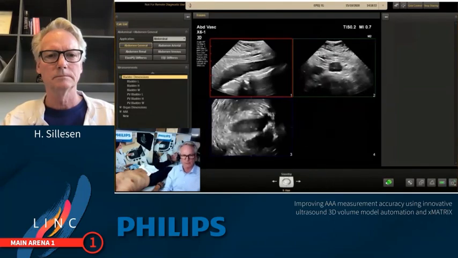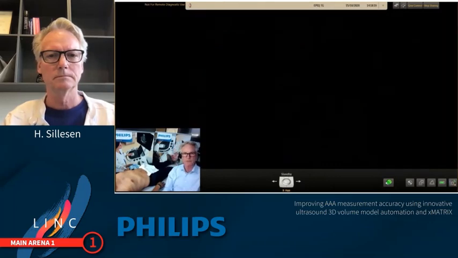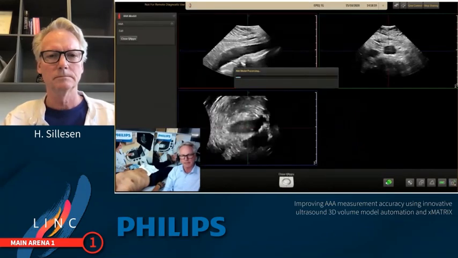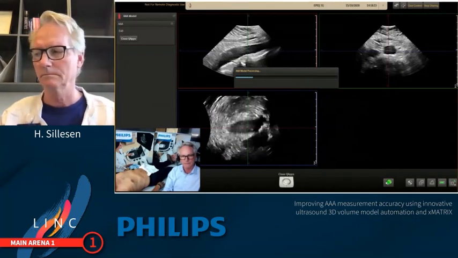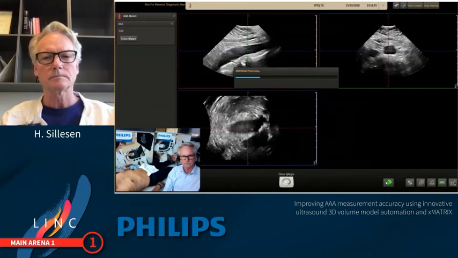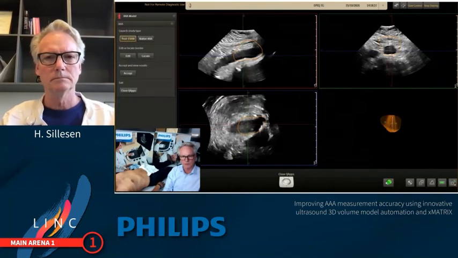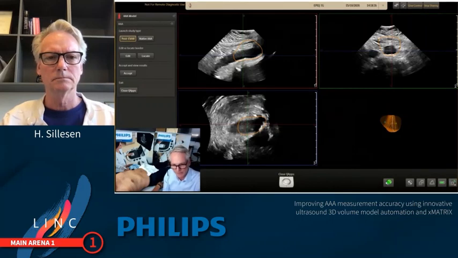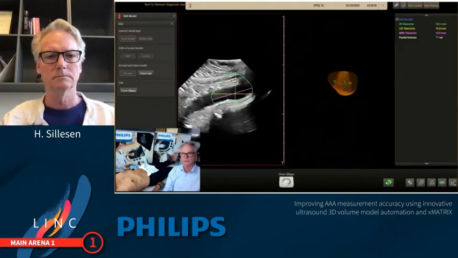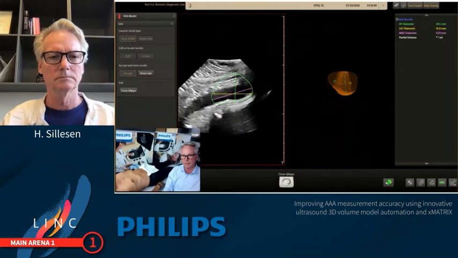Which has now taken place. I then press the AAA button on the scanner, so the system automatically segments the aorta and looks for the aneurysm, which is done in a few seconds. Obviously here we have a normal model with a normal aorta, so it does not find something meaningful. But if I'm happy with the findings, I press accept, and then on the top right side you see the relevant diameters, the AP, the lateral, and the maximum diameter.